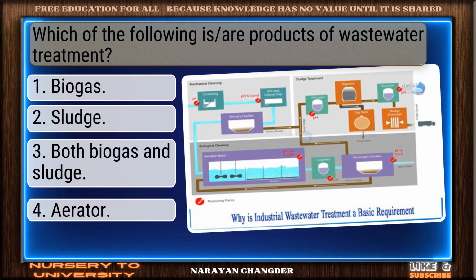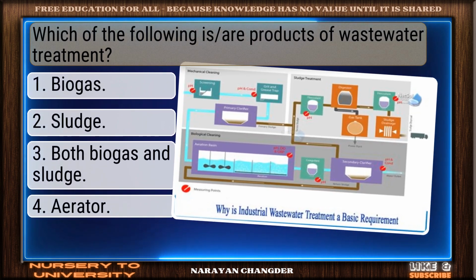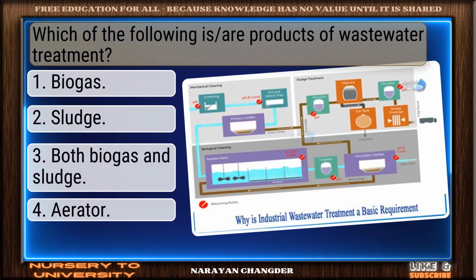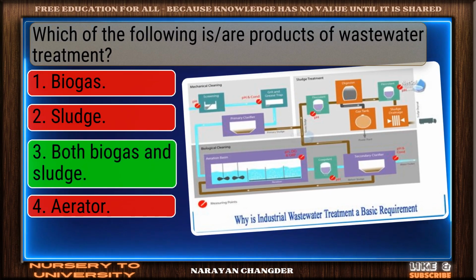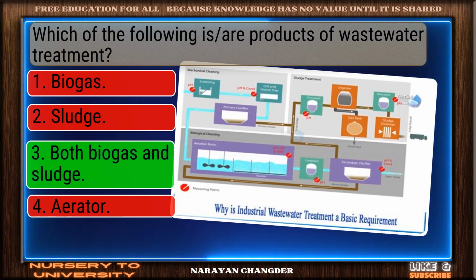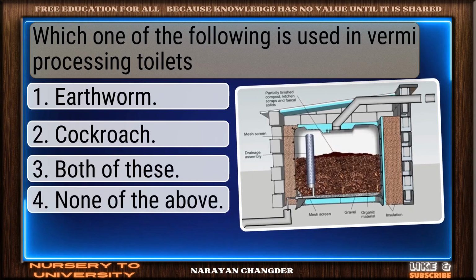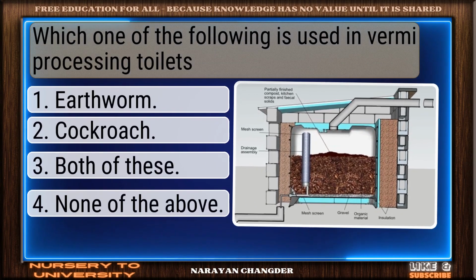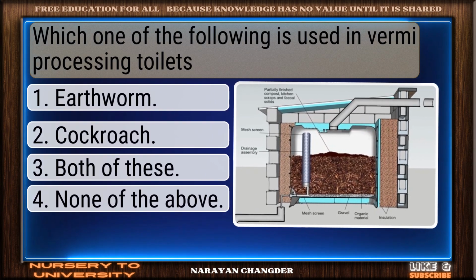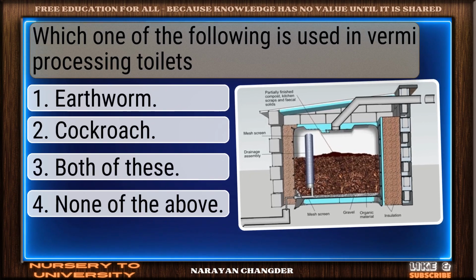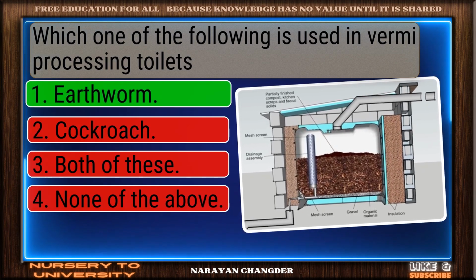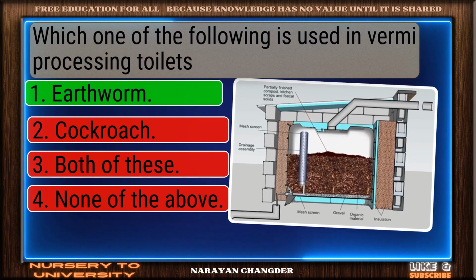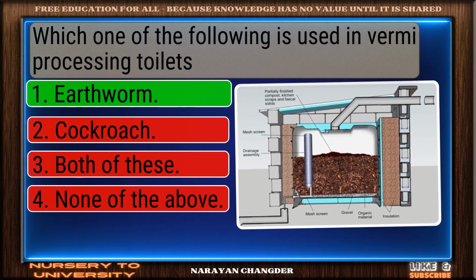Question number 50. Which of the following are products of wastewater treatment? Excellent choice. Both biogas and sludge is the right answer. Question number 51. Which one of the following is used in vermi-processing toilets? Correct response. Earthworm is the most accurate answer.